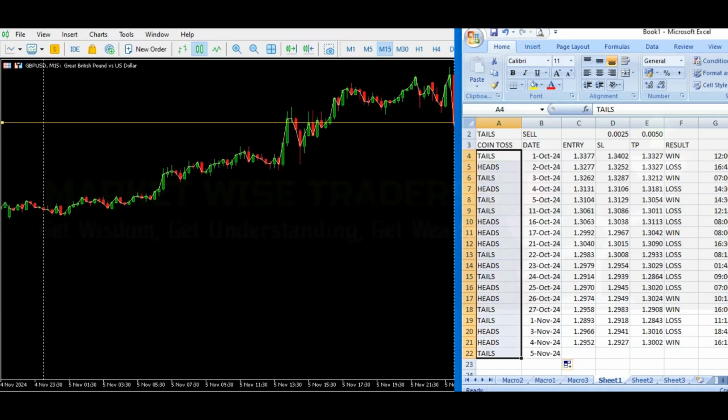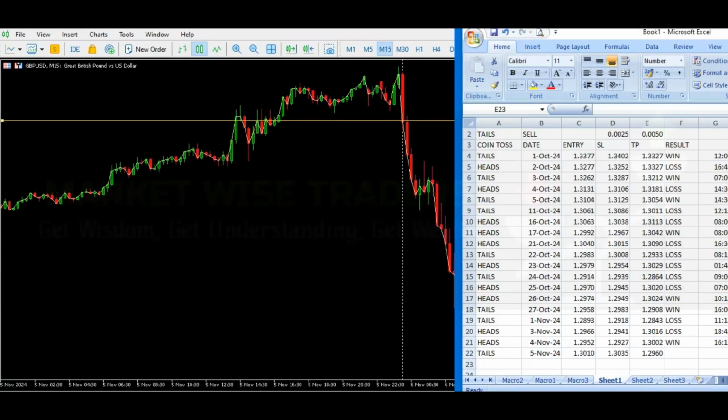That's 19. We'll do 20, and I think that should be enough for a sample. Okay, let's see here, 130.10, right? 130.10, and I said that is tails, right? So if it's tails, we said we are selling, so that means my stop loss is above and my take profit is below. Let's see, so we want this thing to go down. Let's see how it went, guys.